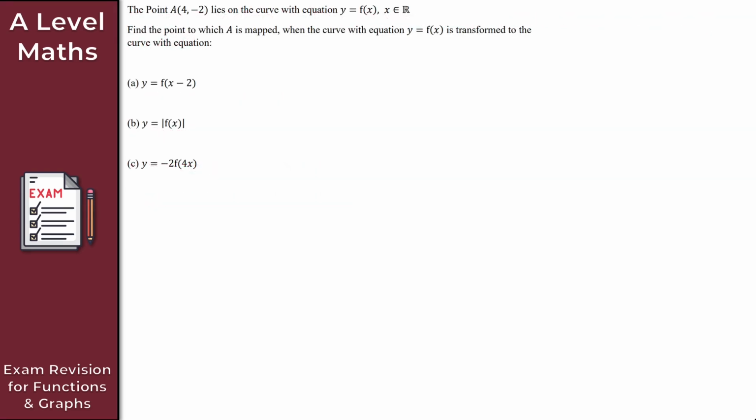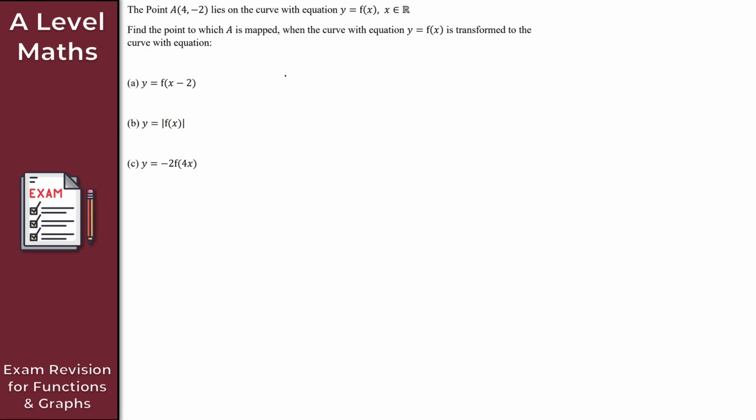So to get us started, we have question 1, and for question 1 we're given the point A, which has coordinates of 4, -2. And we're told that the point A lies on the curve with this equation, y equals f of x, where x belongs to the set of real numbers. The question then asks us to find the point to which A is mapped when the curve with this equation, y equals f of x, is transformed to the curve with these given equations.